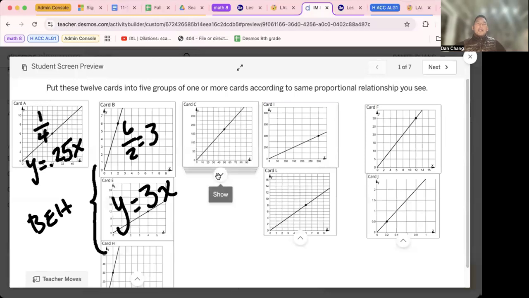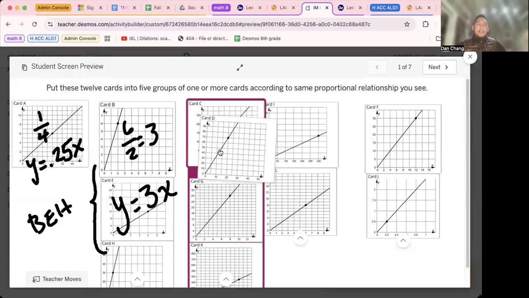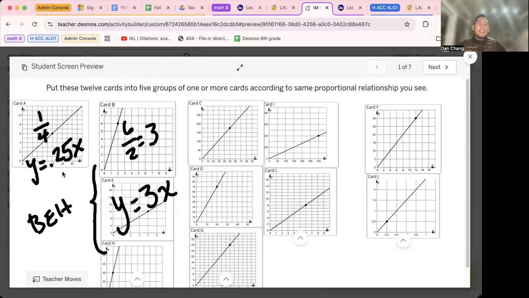Cards C, D, G, and K all go together. They have a slope of 3.5, so it's y equals 3.5 times x.